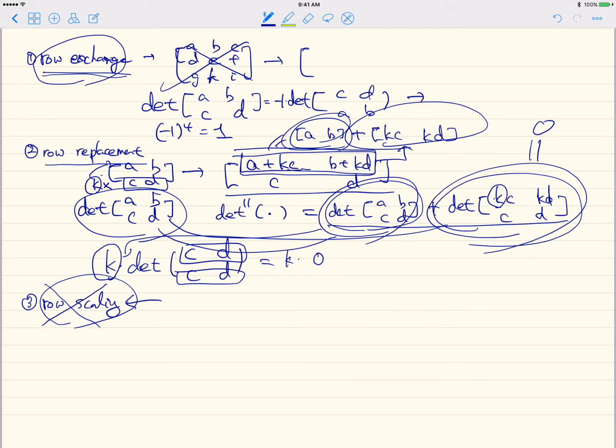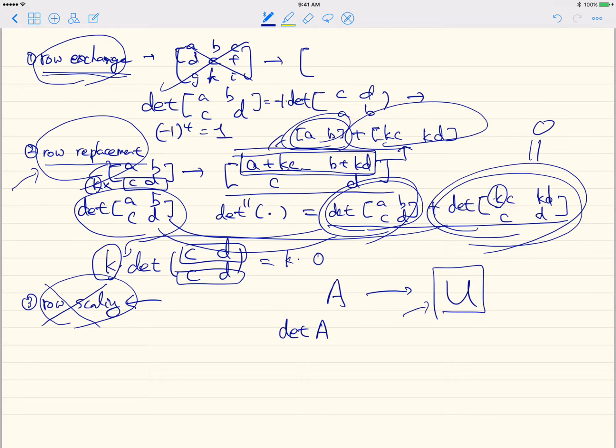Okay, so by using these two, we can change any matrix A into its upper triangular matrix U, or echelon form of a matrix A, which is U. In this case, row replacement doesn't change anything on the determinant of the original matrix, but what about this?